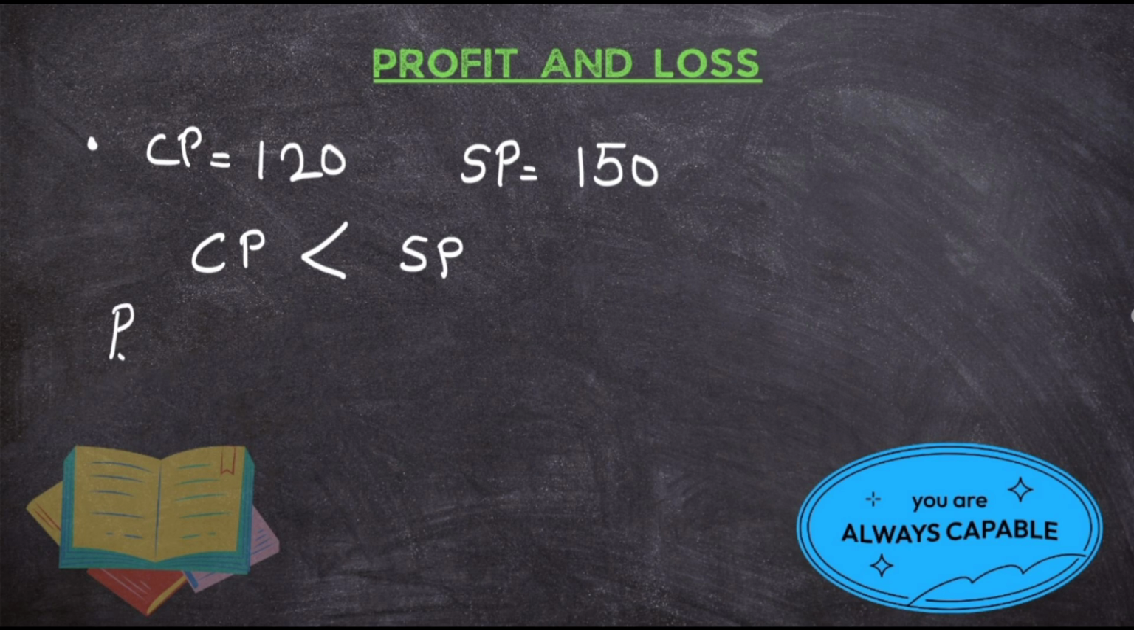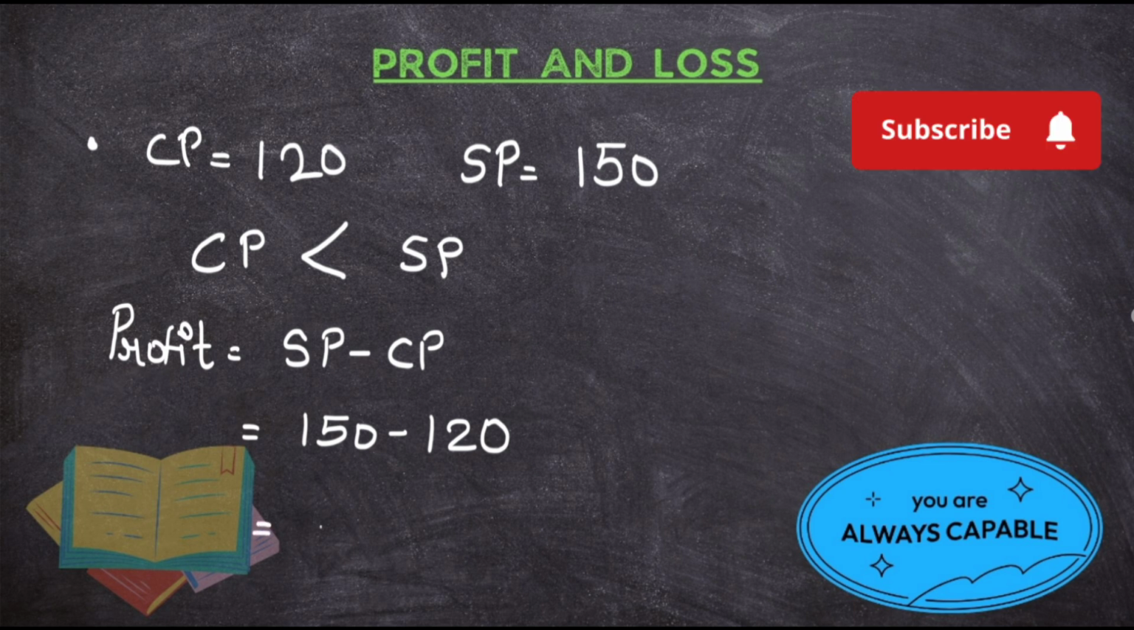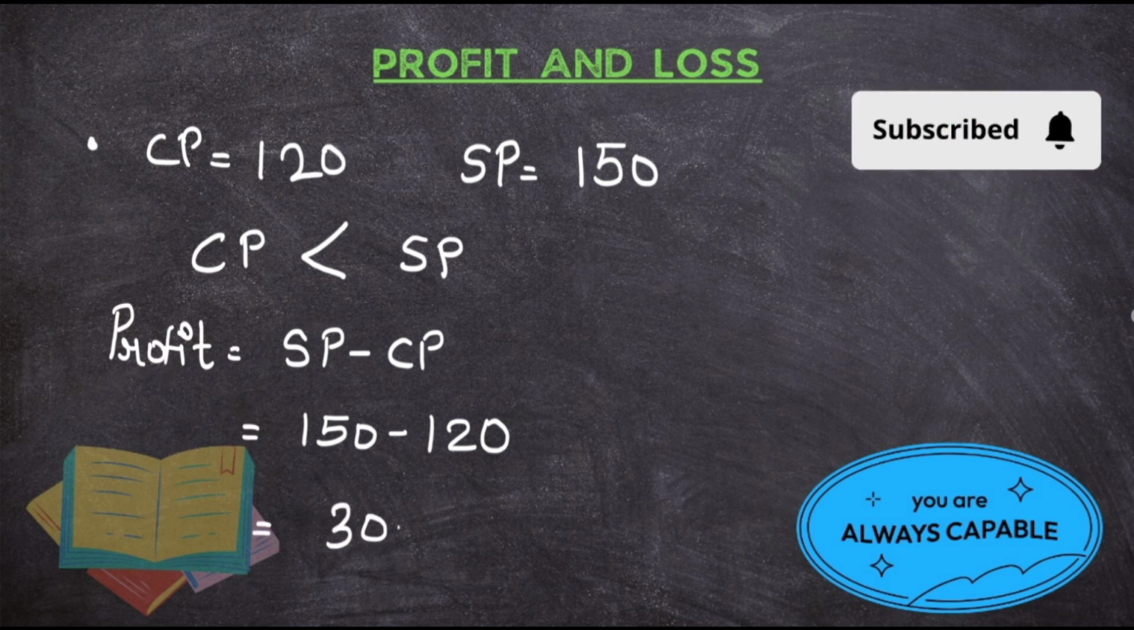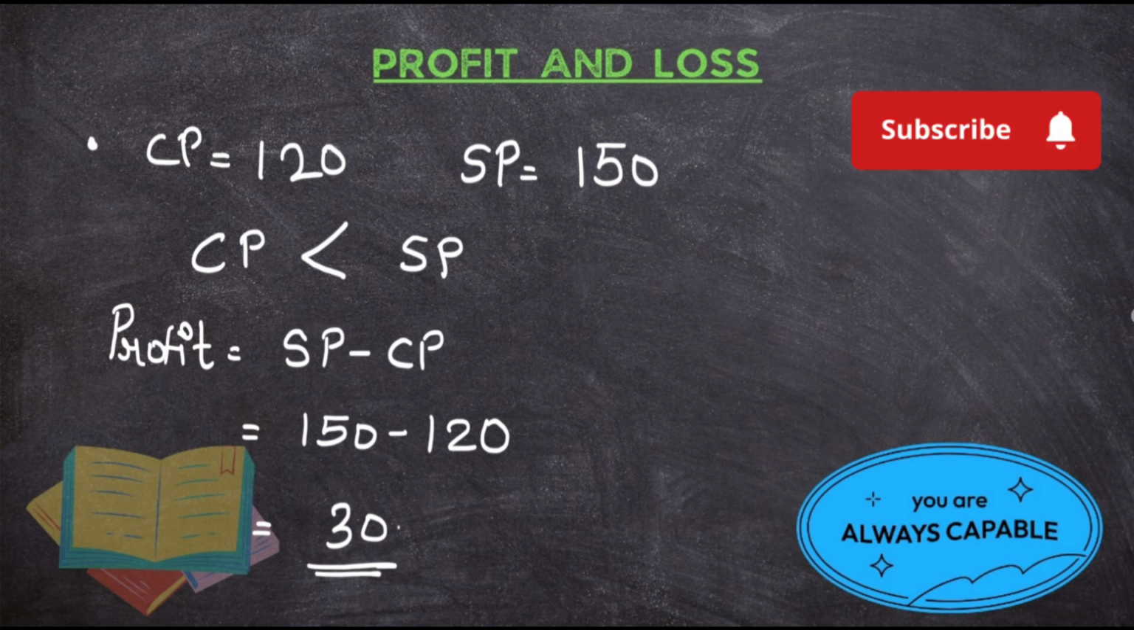So you have to apply the formula of profit. Profit is equal to selling price minus cost price. Selling price is 150 and cost price is 120. 150 minus 120 gives you 30. Please don't forget to mention whichever currency it is in your question. So your profit over here will be 30.